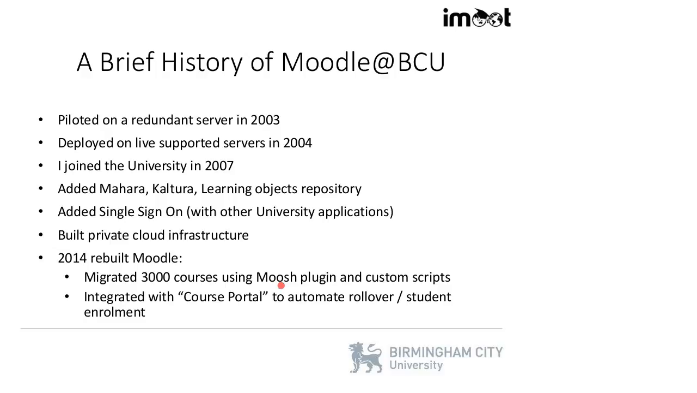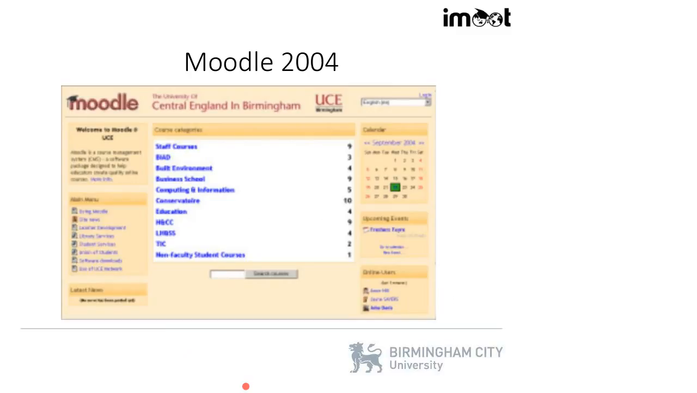They came over without user data, and we also have something called the course portal, which I'll show you, and we use that to automate the rollover and enrollment. And we did this in 2014, and this is the first time that really Moodle was closely aligned to the student record system, and a lot of other things have come out of that since. So that's a bit of the background.